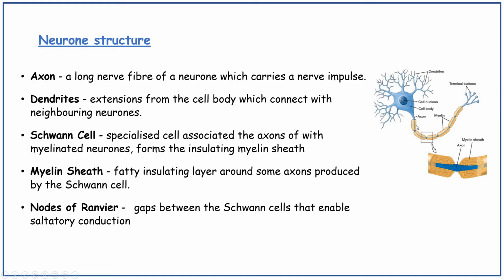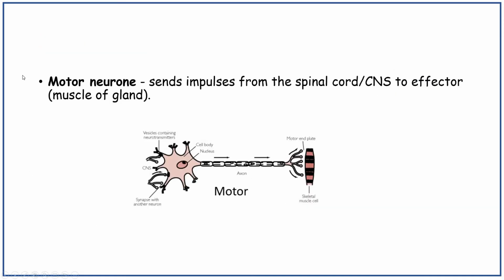Schwann cells are specialised cells associated with the axons of myelinated neurons, forming the insulating myelin sheath, shown here in orangey yellow. The myelin sheath is a fatty insulating layer around some axons produced by the Schwann cells. And then the gaps between the Schwann cells are called nodes of Ranvier, which enable saltatory conduction. A motor neuron sends impulses from the spinal cord, or CNS, to the effector, which can be a muscle or gland.